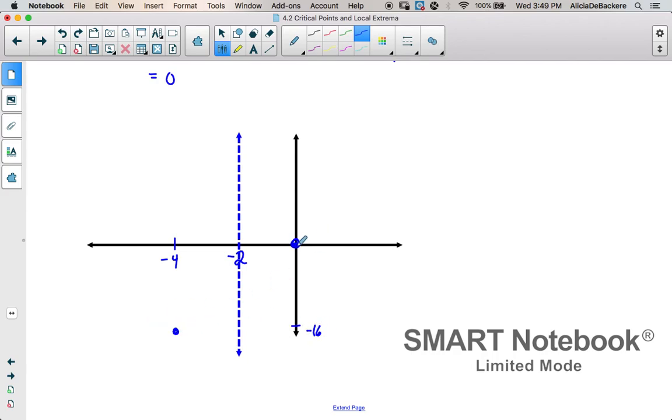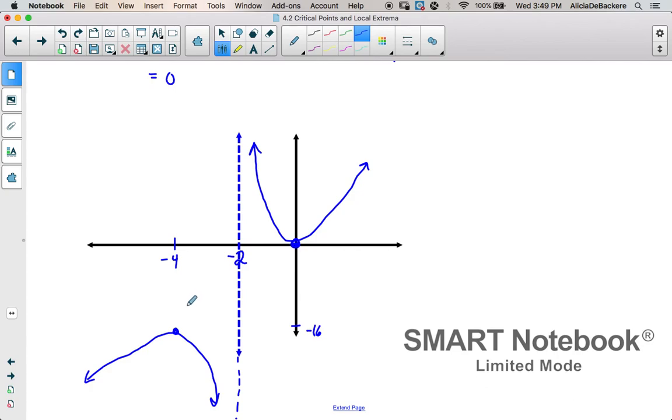This point at 0, 0 is a local minimum. It kind of looks like this. And then this point here at -4, -16 is a local maximum. It kind of looks like this, and then it gets closer to that vertical asymptote, so this guy keeps coming down.